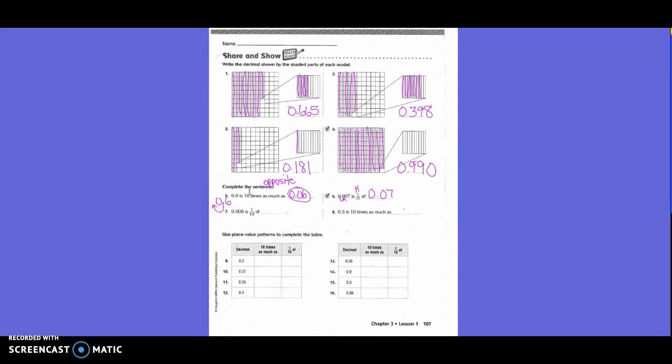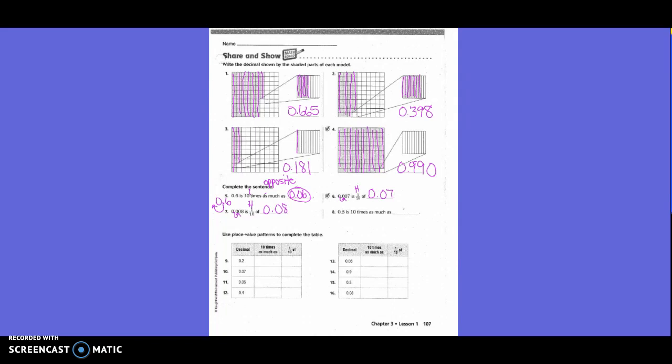Okay? Now I have 8 thousandths is 1/10 of something. So do we need a bigger number or a smaller number? Bigger number, because it's opposite of what we see, right? Of what we think. So, since I need to go higher, I need to go to the right. So I'm going to go to the right once, and my new answer is 0.08.